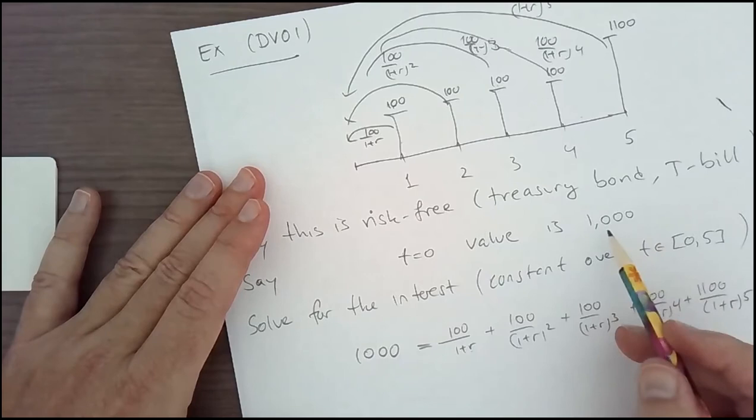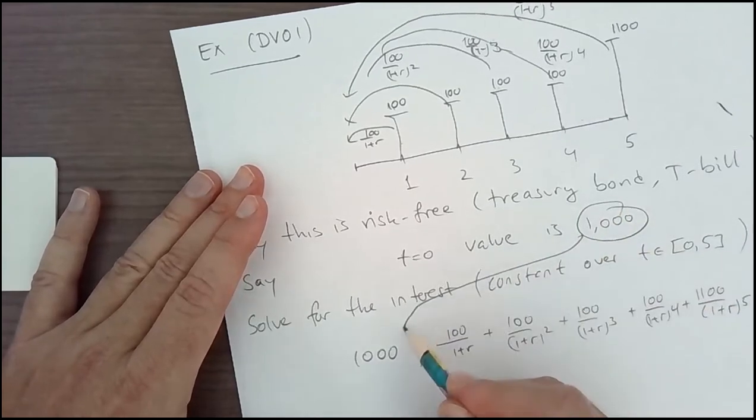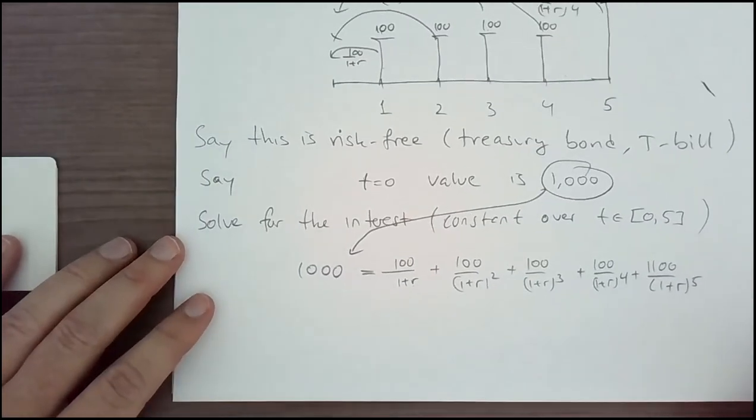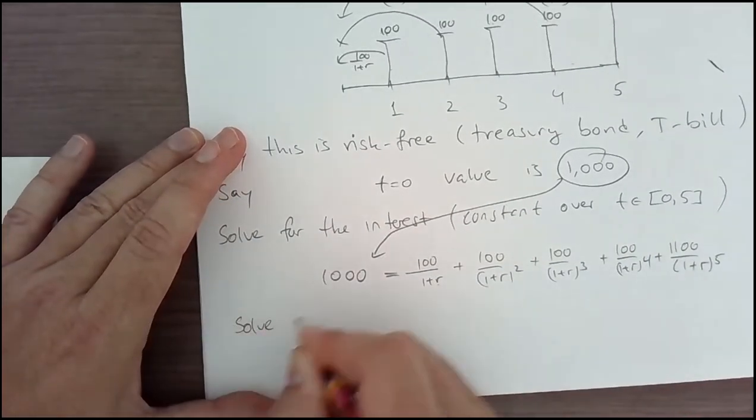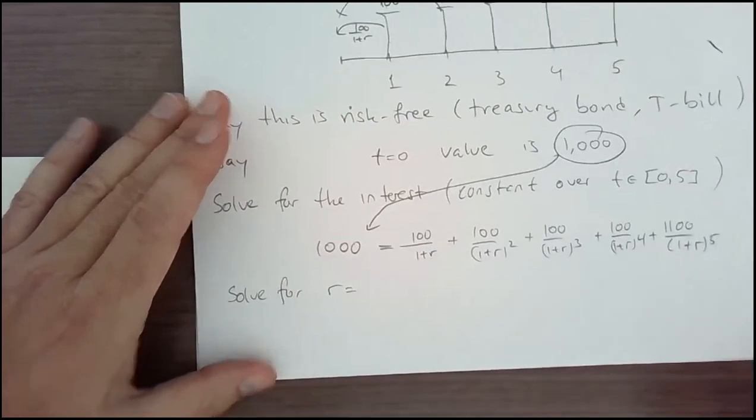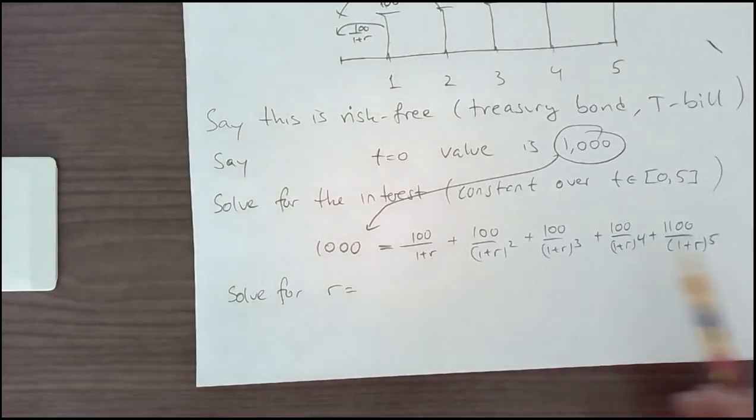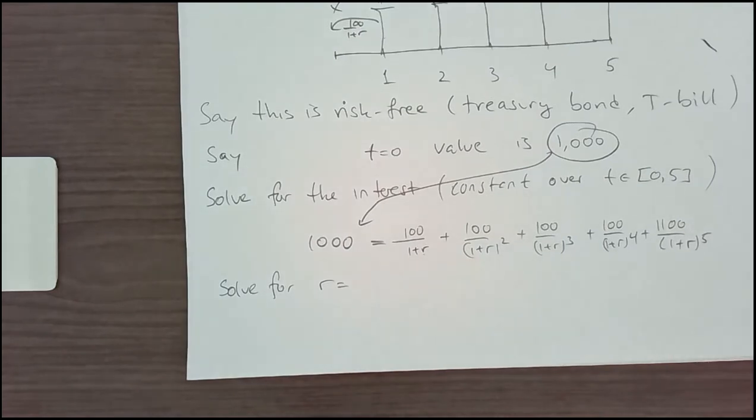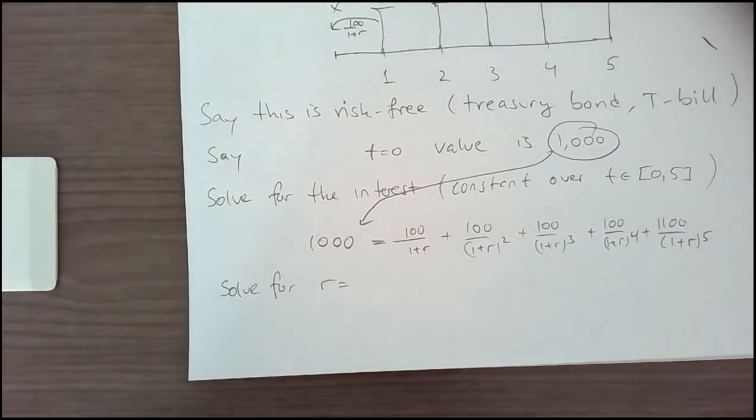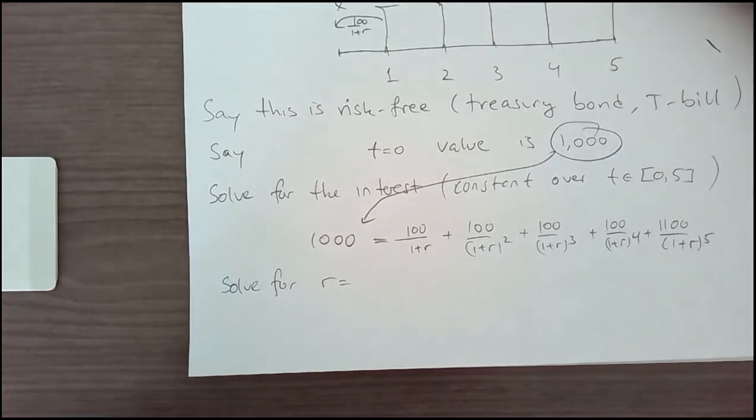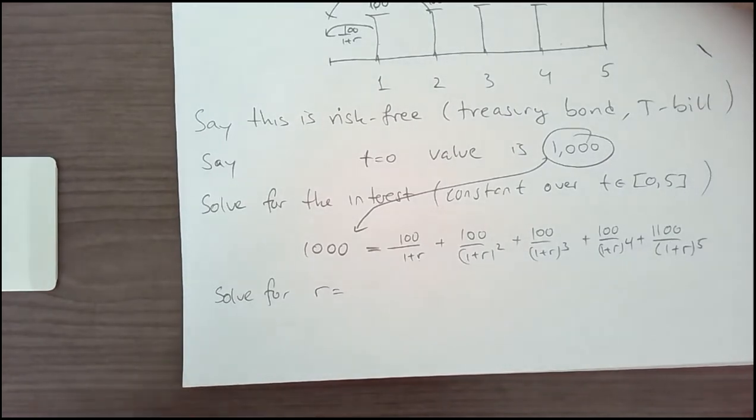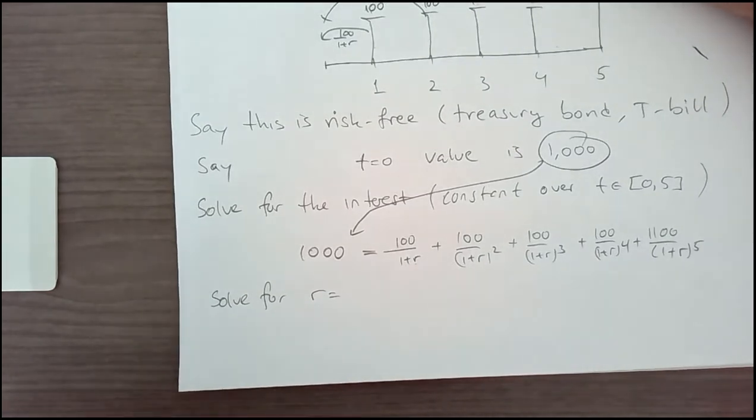This is equal to 1,000. This number here goes there. Okay, so solve for r. And this is not particularly pleasant. It has r to the power 5 in here. It's not a particularly pleasant equation, but if you know how to use MATLAB, it's not that bad. And so let me share a little piece of code that will show you how to do that.